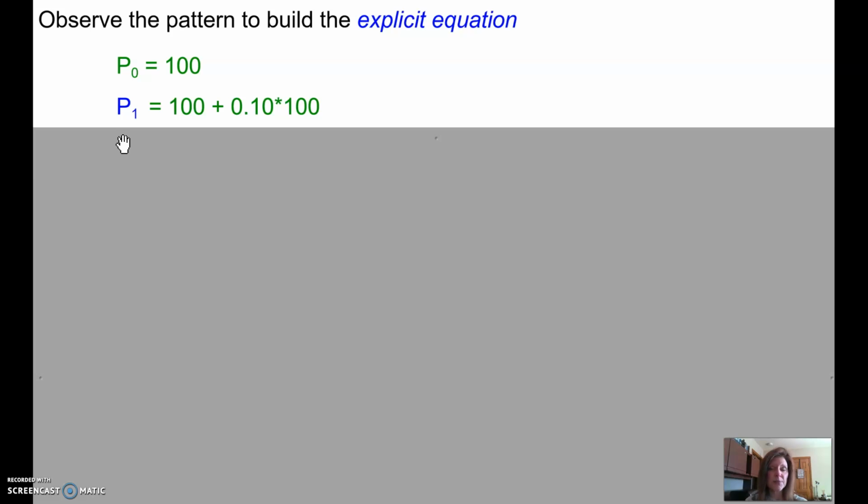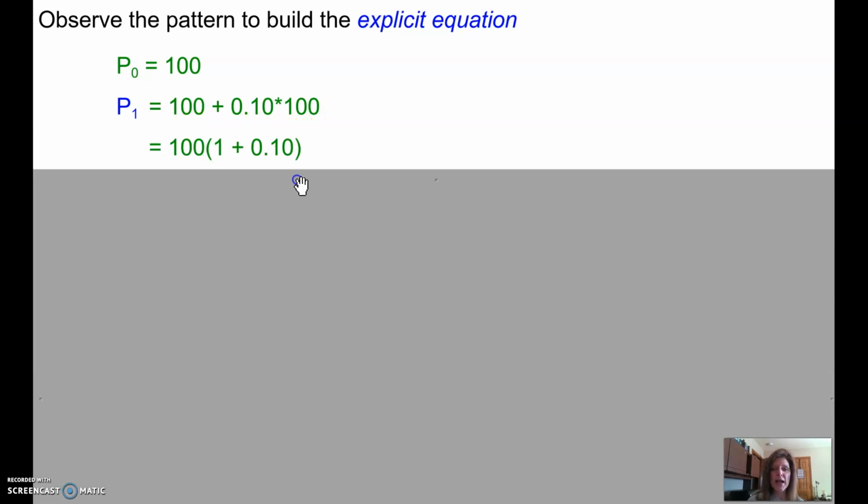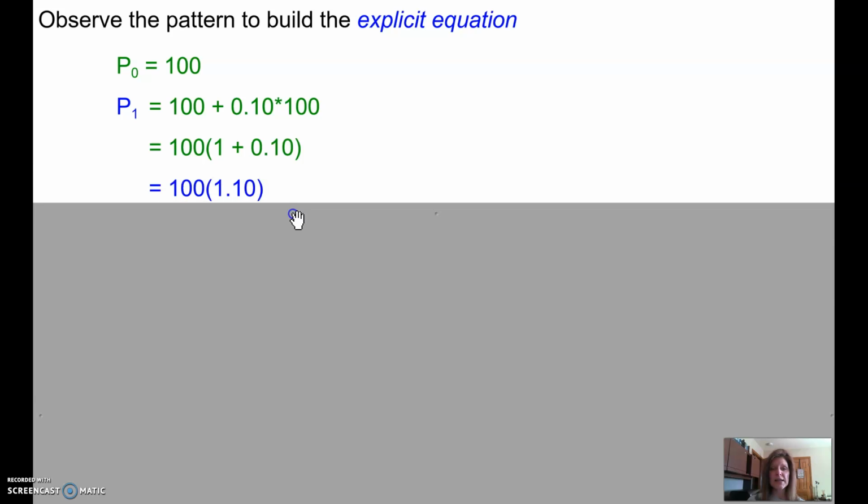Now, instead of actually simplifying it as it is, I'm going to look at that and say, well, wait a minute, there's 100 in common here. Let's factor that out and then simplify inside and recognize that what I have for P sub 1 is 100 times the quantity of 1.10.